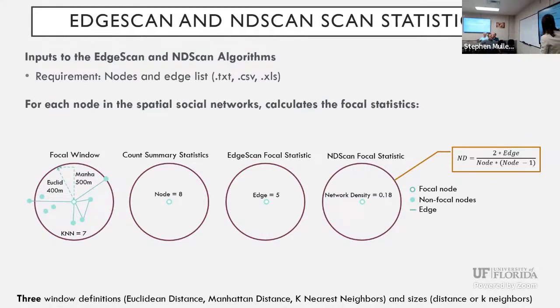They'll take in an edge list and a node list. And for each node in the spatial social network, it calculates focal statistics. So that's like your moving window that roves around. So we have a focal window where we have a focal node, and then we have a Manhattan distance and a Euclidean distance and a k-nearest neighbors, just because we want to do a sensitivity test. You have to use Manhattan distance when you're doing something in Manhattan.